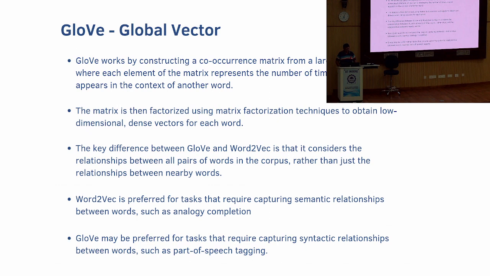So the key difference between both of them is that GloVe considers the relationship between all pairs of words, while word2vec takes the relationship between nearby words. So that's why word2vec is preferred for analogy completion tasks like the example which I showed you of king queen. And GloVe is used for tasks that require capturing syntactic relations, basically the grammatical relationship between words, such as parts of speech tagging.